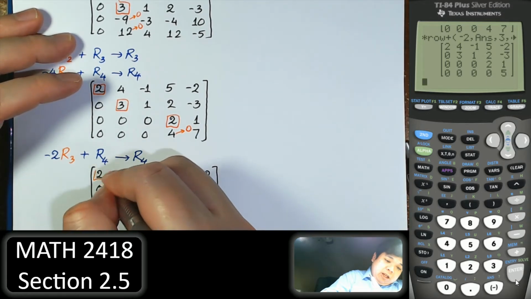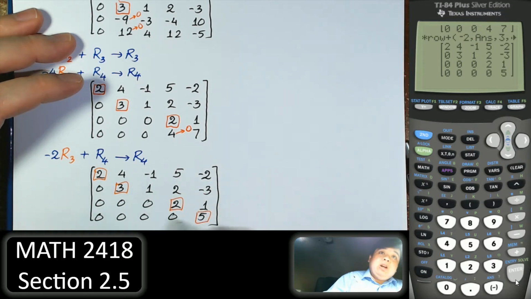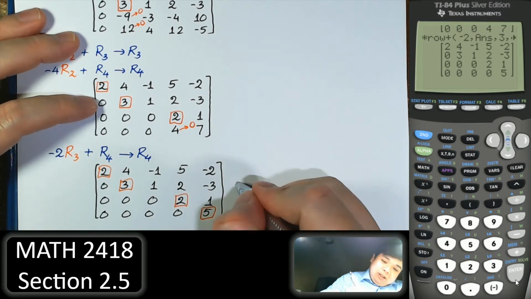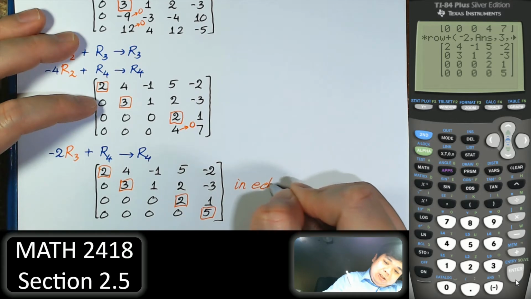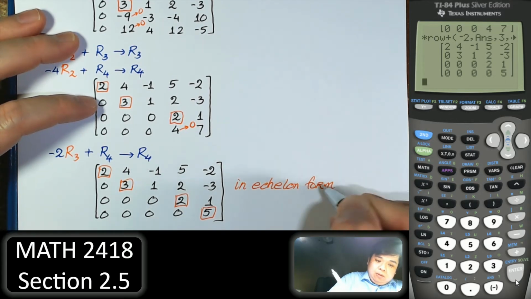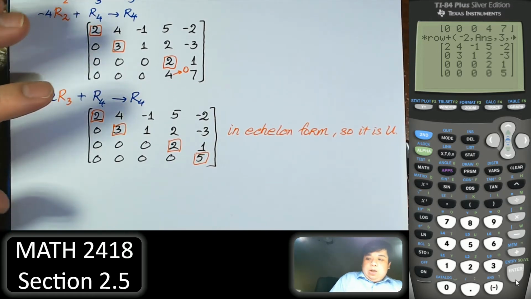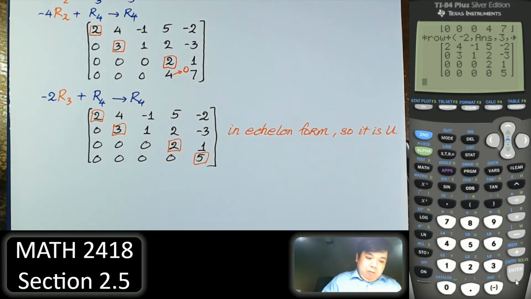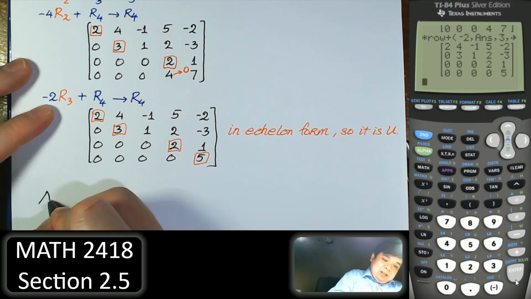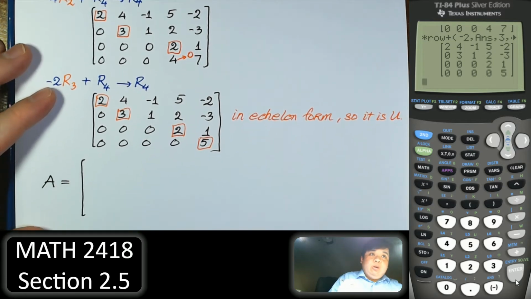Here we have to pivot here, here, here. Well, that is in the echelon form. So this is U. So now we have the matrix A equal to the L matrix.